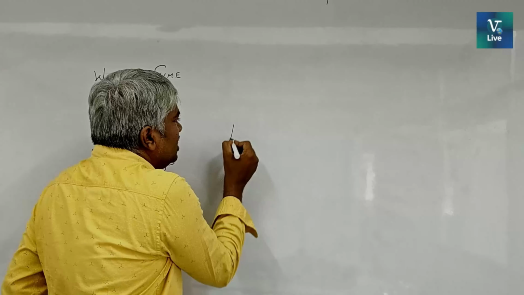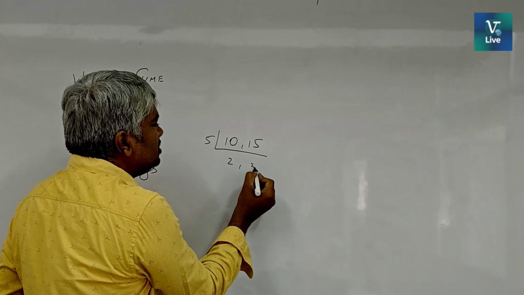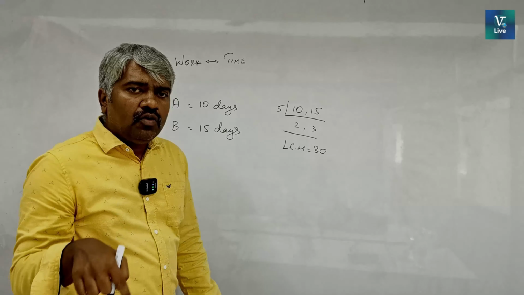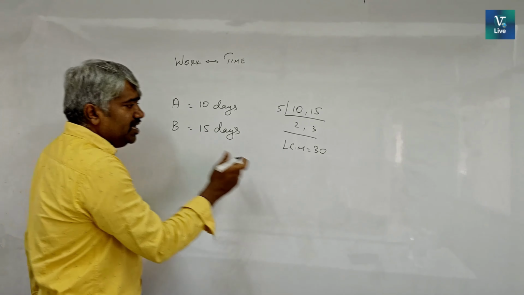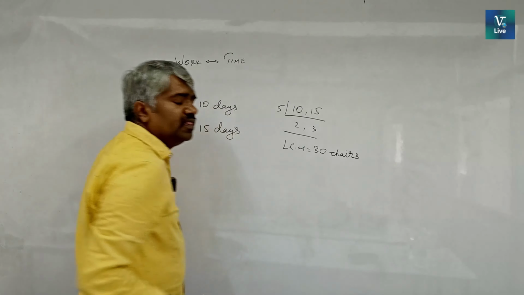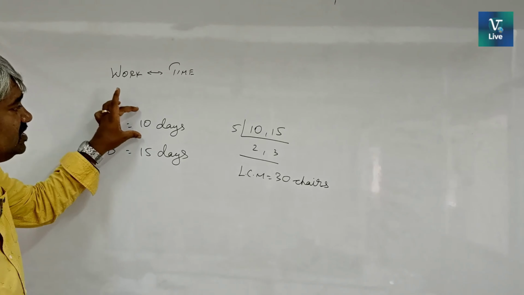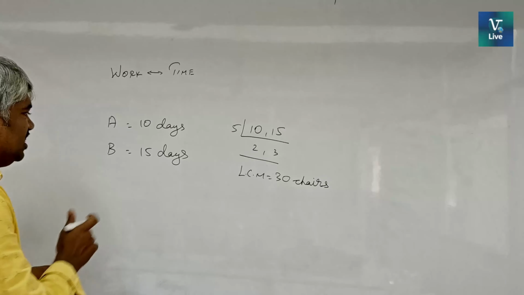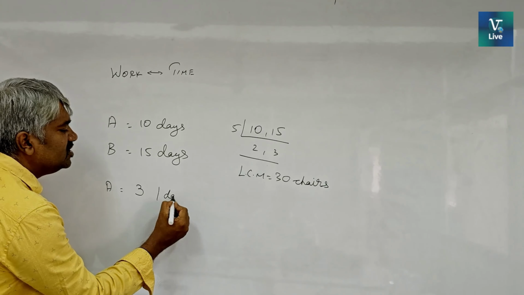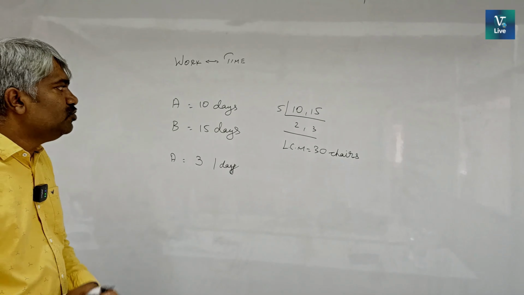Now, first find the LCM of 10 and 15, right? If you find the LCM, you will get LCM equals 30. Now, the work done by A and B is to manufacture 30 chairs. That is, they are going to manufacture 30 chairs. A takes 10 days to manufacture 30 chairs. So how many chairs will he manufacture in one day? Which is 3 chairs in one day. A can manufacture 3 chairs in one day.